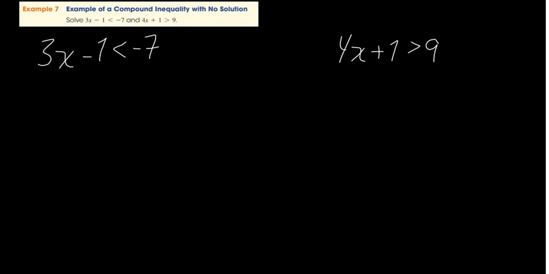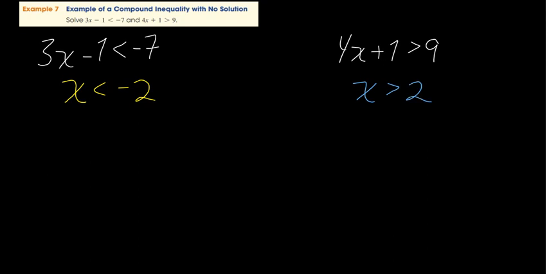Okay, so let's go ahead and solve both of these. We're looking here on the left. So we add 1 to both sides, we have negative 6. We divide both sides by 3. So we're going to have x is less than negative 2. And on the right side, if we subtract 1 from both sides, we have 4x is greater than 8. We divide by 4. We have x is greater than 2.